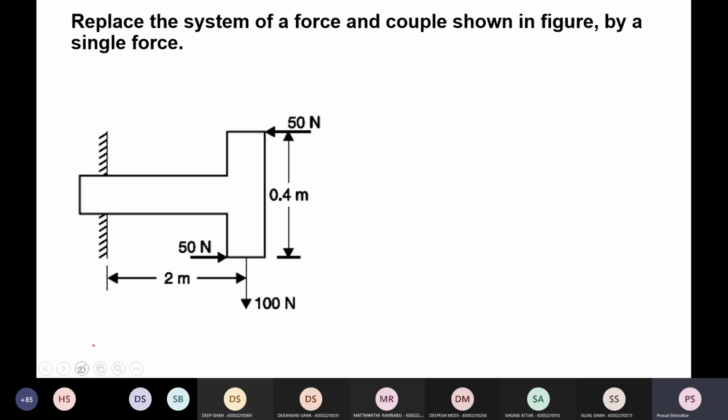All right. So next question: replace the force and couple shown in the figure by a single force. Okay, so this is a couple shown, and you have to replace it by a single force. That is, you have to find the resultant. The other way of saying it is find the resultant.